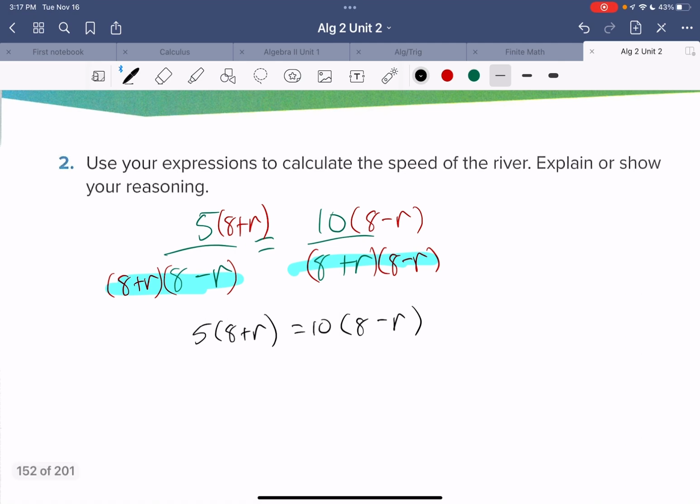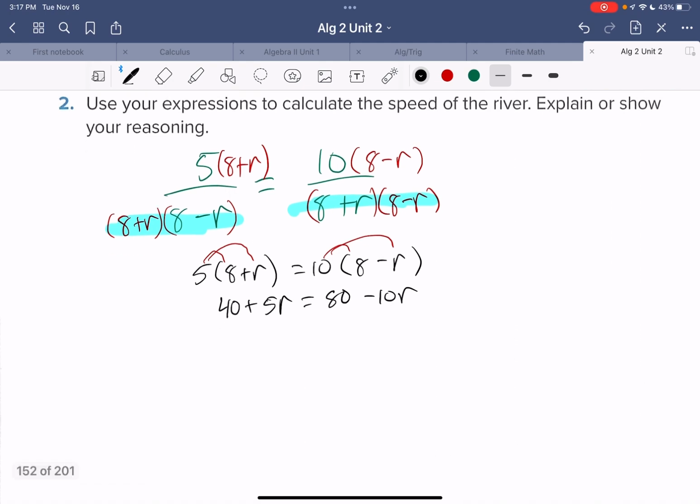Now, what would your Algebra 1 teacher tell you to do? Because this is suddenly an Algebra 1 problem. That's right, distribute. So we're going to distribute the 5 through the parentheses, get 40 plus 5r is equal to 80 minus 10r.